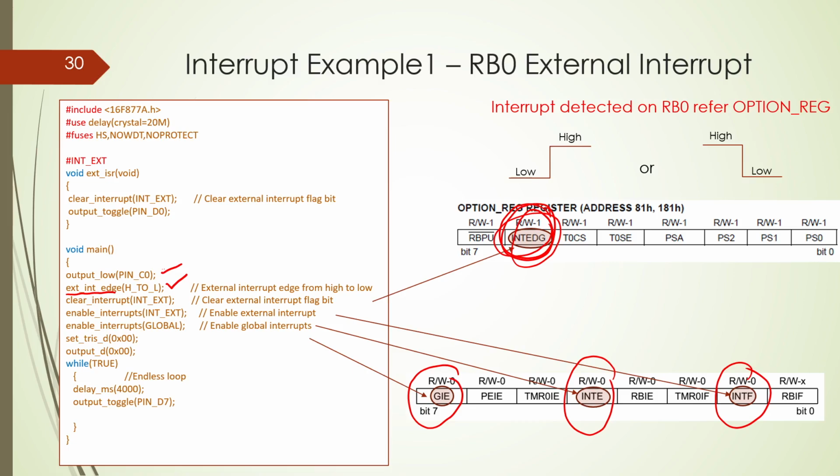What is interrupt edge? What does edge mean? Edge means at the end of something. Okay, so it detects the interrupt edge, meaning it detects the changes from low to high or from high to low.